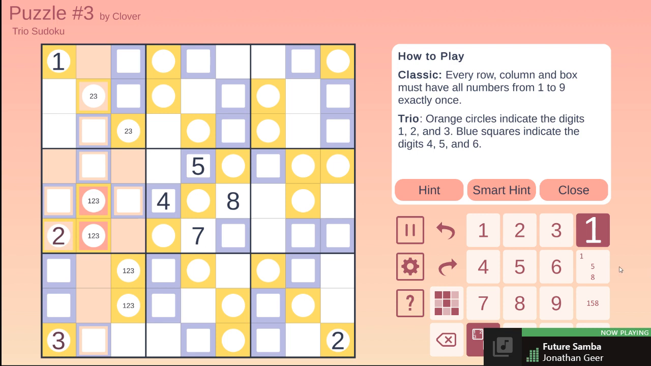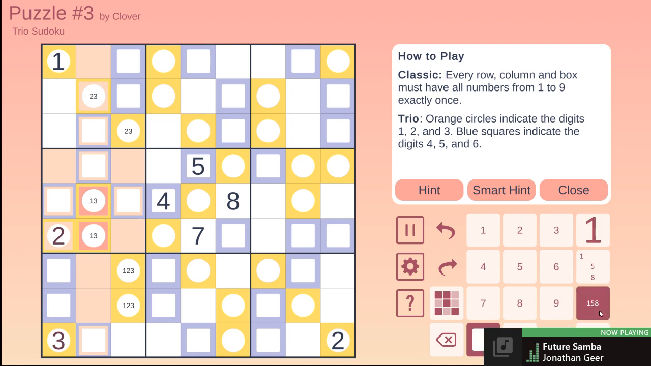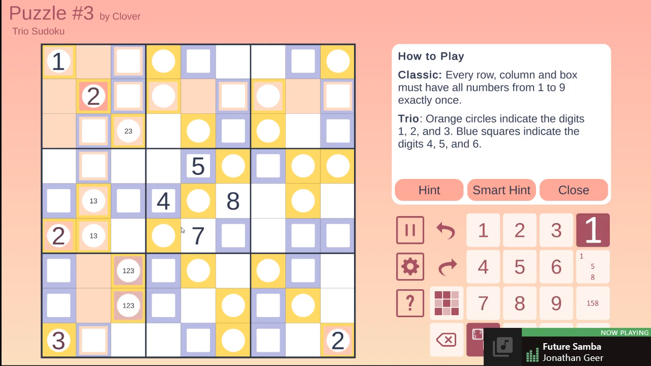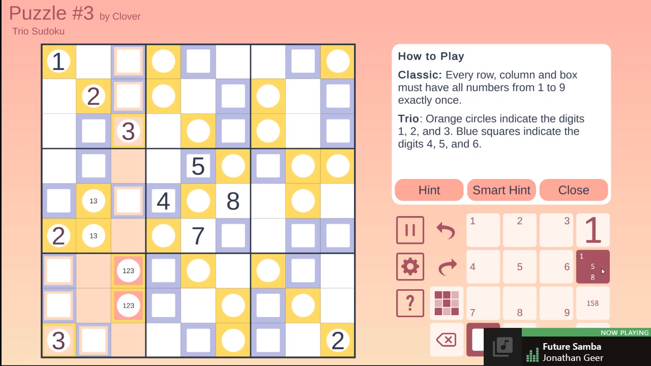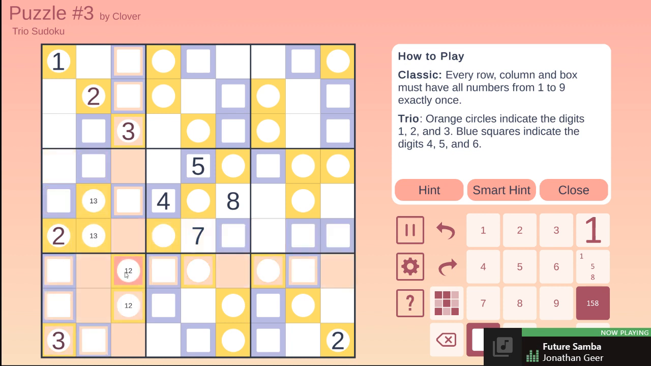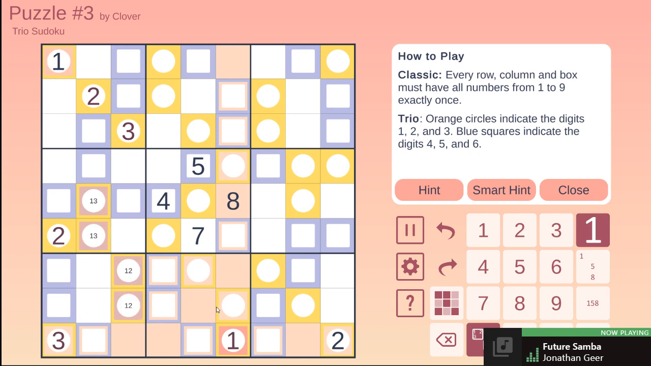Which means these cannot be a 2. These are a 1-3 pair. Which means this is definitely a 2, which means this is a 3. Great. We already knew this could not be a 3. This is a 1-2 pair. This is a 1. We know this to be self-evident.